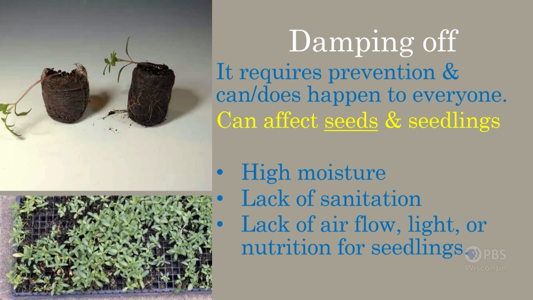So we can talk about this a little bit. Prevention is the most important thing to prevent damping off. Damping off happens from overwatering, just like we talked about with droopy stems, but it encourages the growth of a pathogen. That's what happens. The pathogen is what we call damping off, but it's actually a water mold that attacks the little seedling.